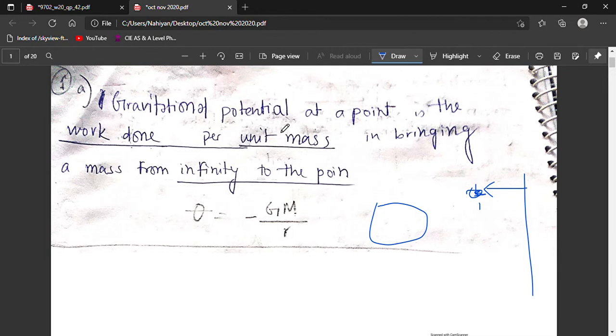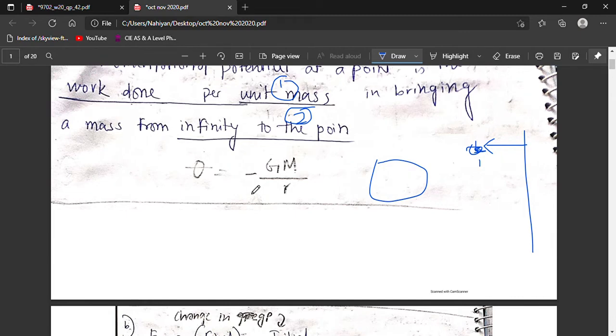And another key point is that you have to write per unit mass, and the second point is bringing a mass from infinity to that point. And you can also write the formula: the gravitational potential, phi, equals minus GM divided by r. And as this is an attractive force, you put a minus here.